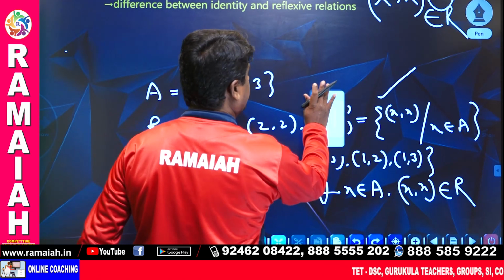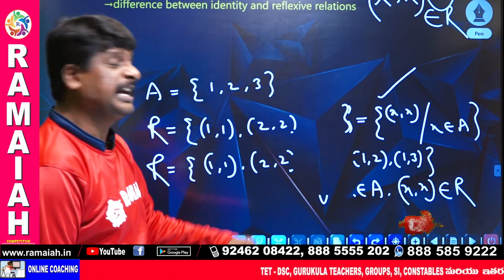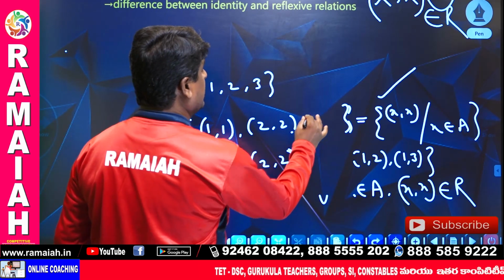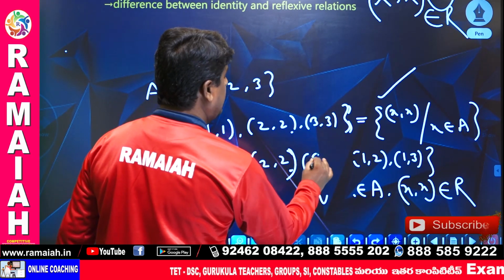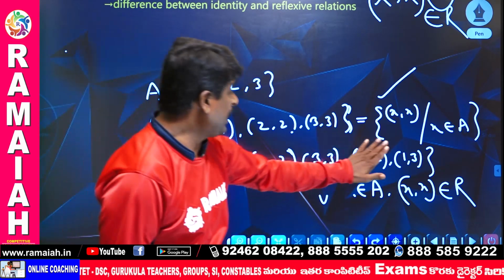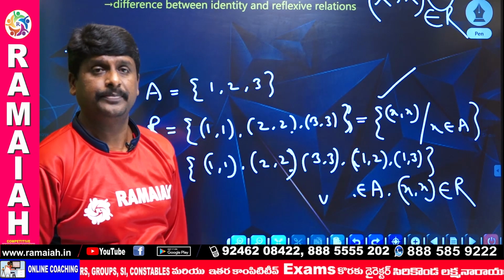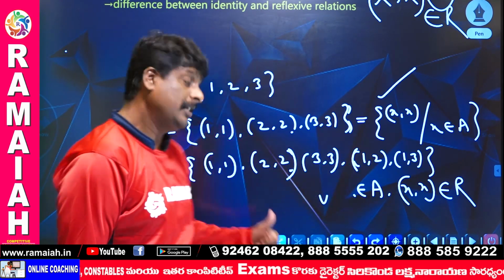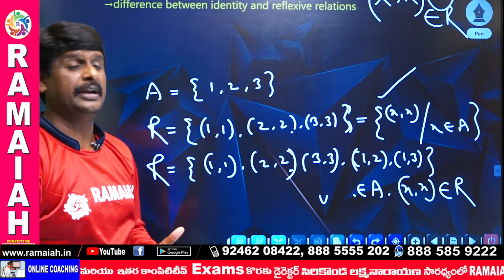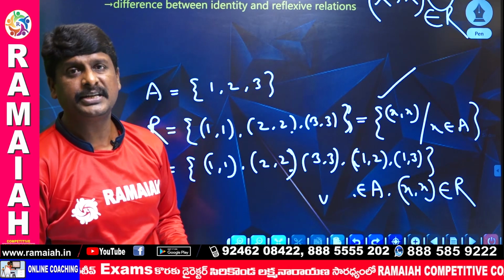See, now it is not an identity relation. Now it is not a reflexive relation. So here (3,3) is missed. Here (3,3) should be there in capital R. If I remove (1,2), it doesn't affect the reflexive relation. If I remove (1,3), still it is a reflexive relation. If I remove anything from this, it cannot be an identity relation.